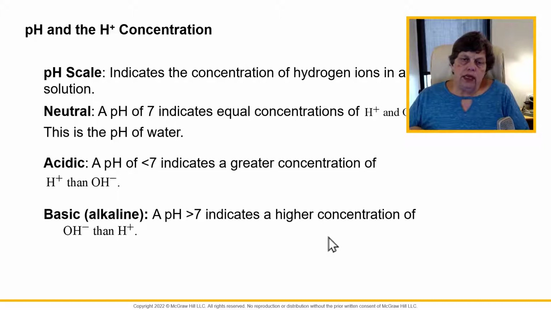So basically that pH scale is the amount of concentration of hydrogen ions. All right, so if you have an acid, you have a greater concentration of hydrogen. The more concentration of hydrogen, the lower that pH, the stronger the acid.